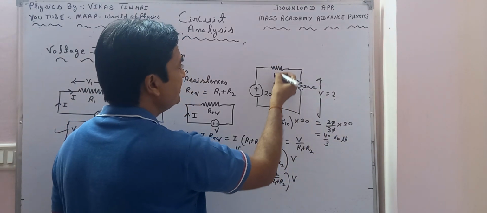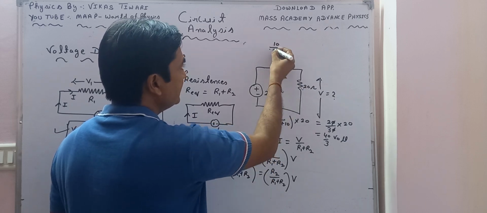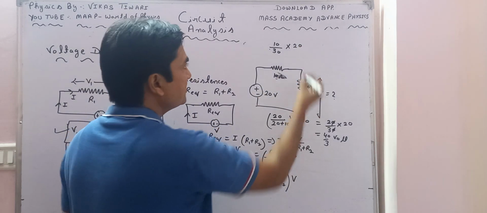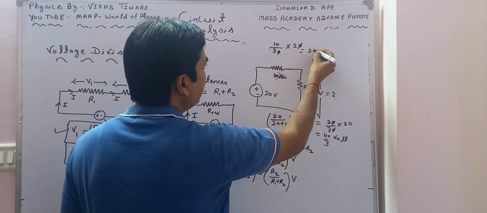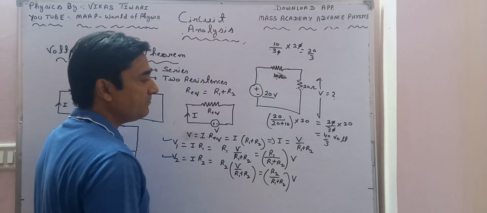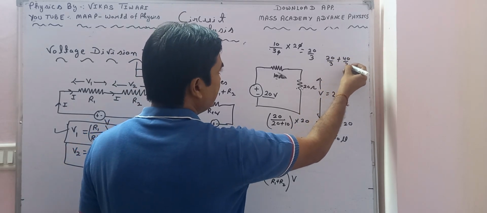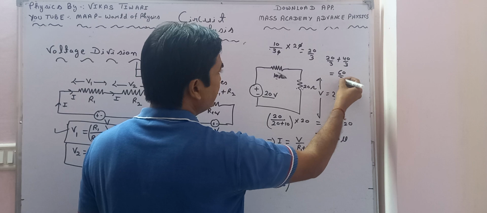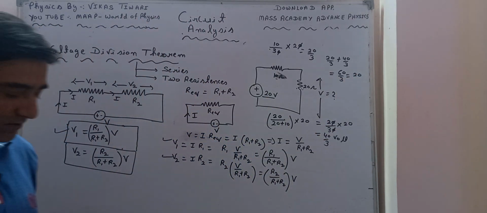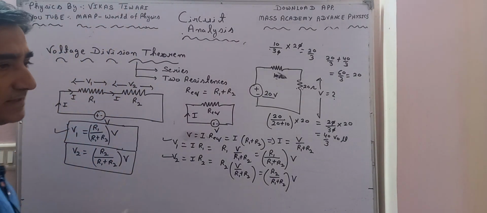If I want to find the voltage across 10, then I put 10 upon 20 plus 10, that is 30, and the total voltage is 20. So this will be equal to 20 by 3. We also know that the sum of these two voltages is equal to 20 volts. If we cross verify, 20 by 3 plus 40 by 3 is equal to 60 by 3, which is equal to 20 volts only. So this is the basic application of the voltage division theorem. I hope it is clear to you.